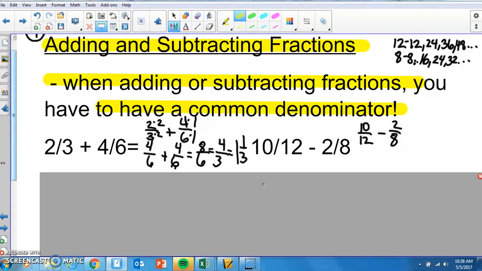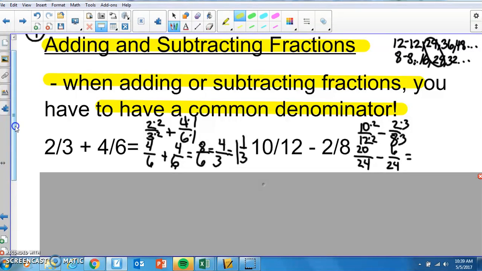So if I look up here, I see that we have a 24 in common. So that would be my least common multiple, or my new denominator, least common denominator. So I'm going to put a 24 minus, and a 24 for that denominator. 12 times 2 is 24, so I'm going to multiply 10 times 2, which gives you 20. 8 times 3 is 24, so I'm going to multiply 2 times 3 to get 6.